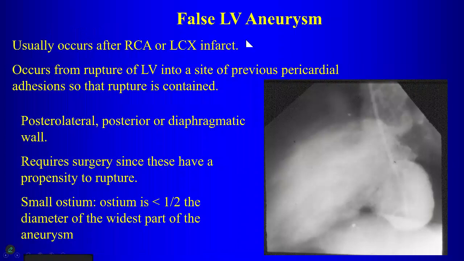So false aneurysms usually occur after RCA or circumflex infarcts. So they usually involve the posterior, lateral, posterior, or diaphragmatic wall. So if there's a bulging from the posterior wall or inferior wall of the left ventricle in a patient who's had a myocardial infarct, you might be concerned about a false aneurysm, as opposed to the apex, which is associated with true aneurysm. They require surgery, small ostium. If the ostium is less than 1/2 the diameter of the widest part of the aneurysm, then you might be dealing with a false left ventricular aneurysm.